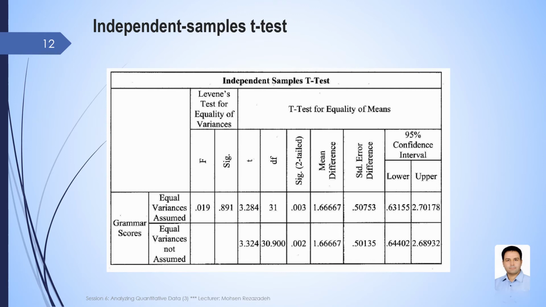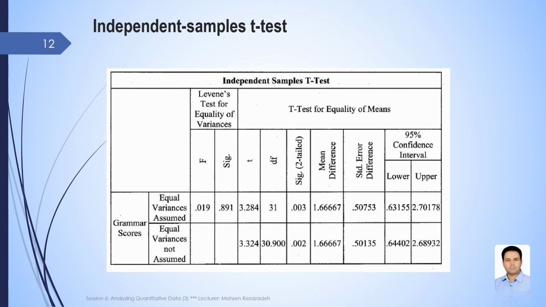I talked about degree of freedom before. And next column is sig two-tailed. This is the most important value in this table. The only thing you have to do is to pay attention to this column, sig. Here is the interpretation of sig. This statistic must be checked against our level of significance, alpha level.